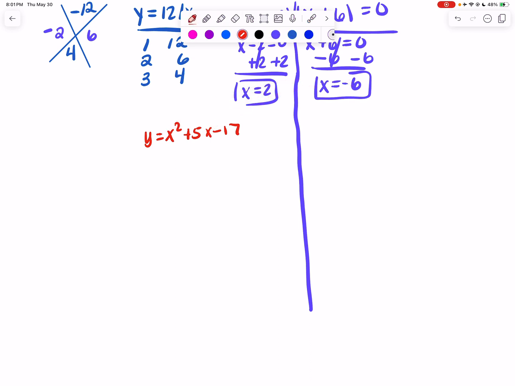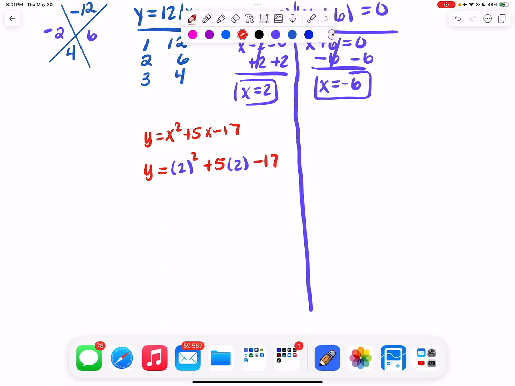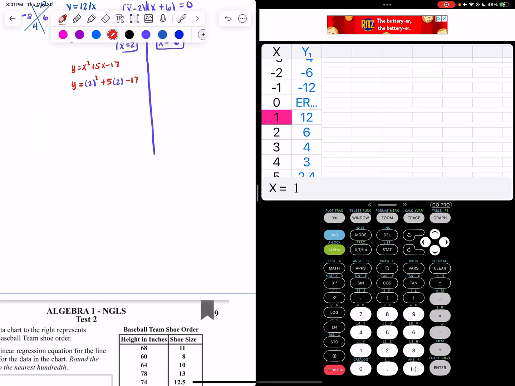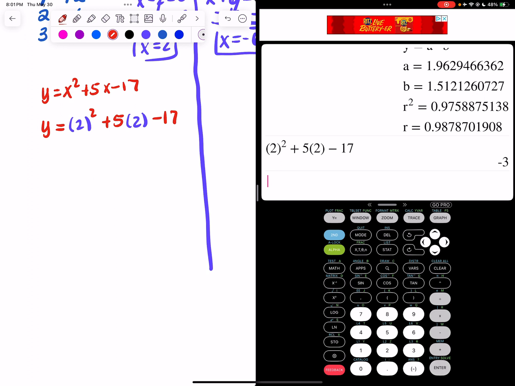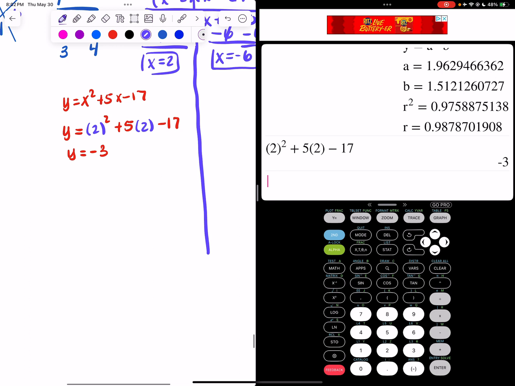So if we look at our first x value, we do y equals 2 squared plus 5 times 2 minus 17. I'm going to type that into my calculator. So I'm going to do parenthesis 2, close it, square it, plus 5, parenthesis 2 minus 17, hit enter, and I get negative 3. So y is equal to negative 3 when x is 2. So I can write that as the ordered pair, 2 comma negative 3. That's one of my solutions.